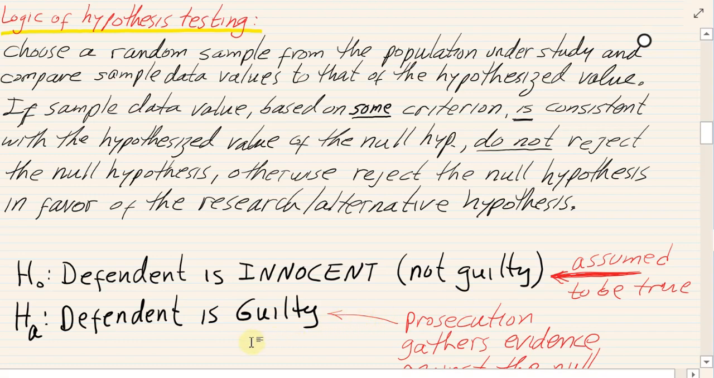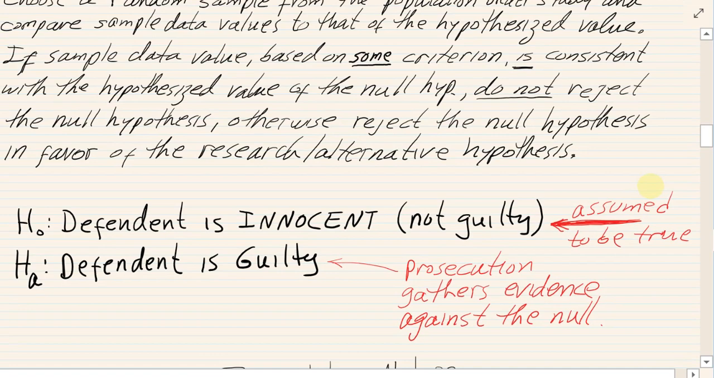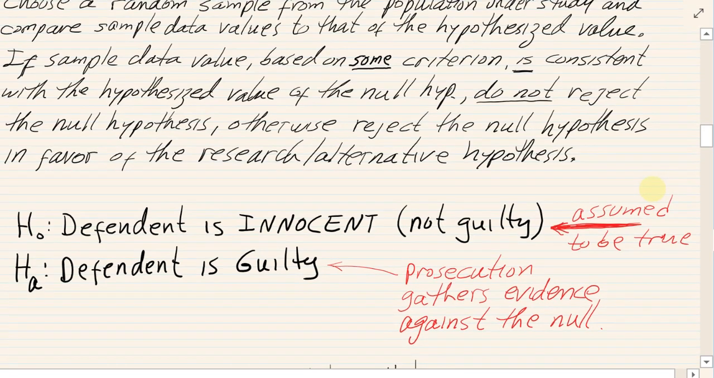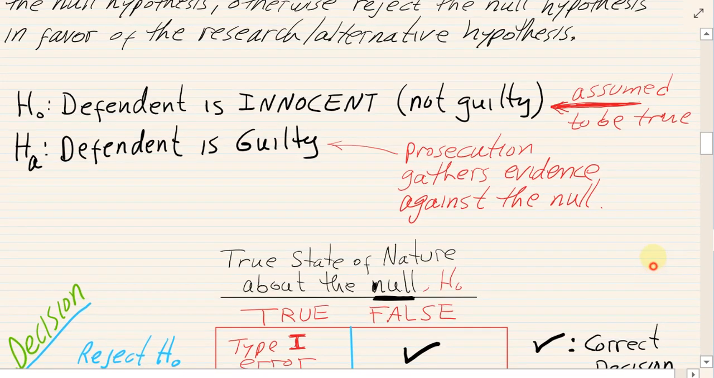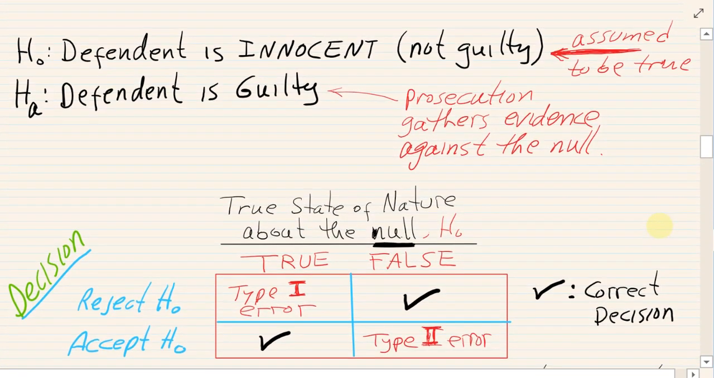Okay, so what happens is the prosecution has the burden of proof. In our work, that means the researcher. The researcher has to collect data and gather evidence for the alternative and against the null. Okay, so that's what I have here. Prosecution gathers evidence against the null. Now here I have a contingency table, and I'll explain what these check marks and the type 1 errors mean and where they come from.